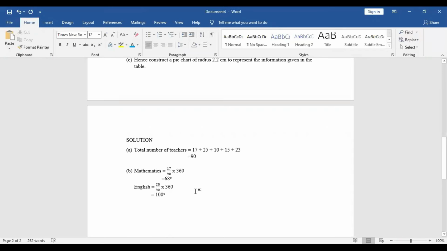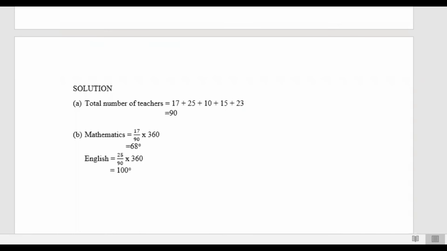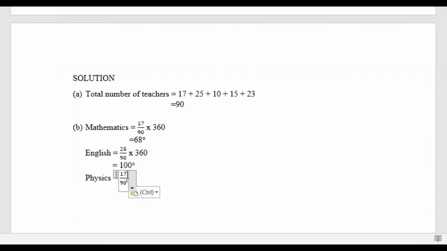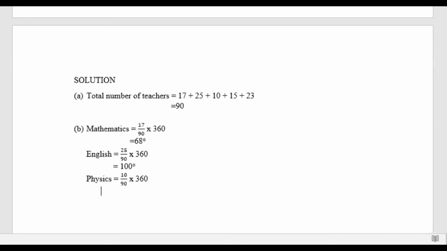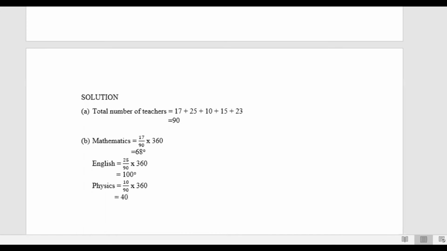Okay, then the other subject we have is what? What's the other subject? Somebody tell me what's the other subject, please. Physics? Physics. Yes. Physics, all right, and physics will be how much? 10. So this will be 10 divided by 90 times 360. Do the calculations. 40. 40, and that will be 40 what? Degrees.